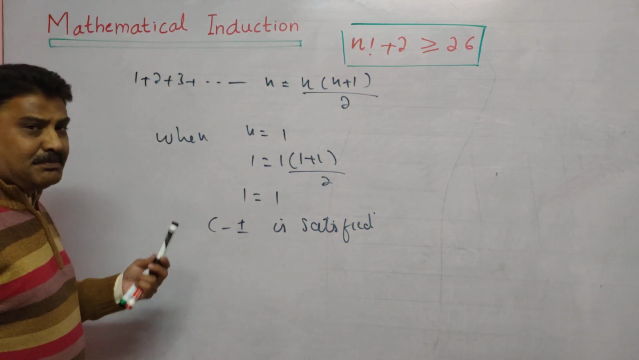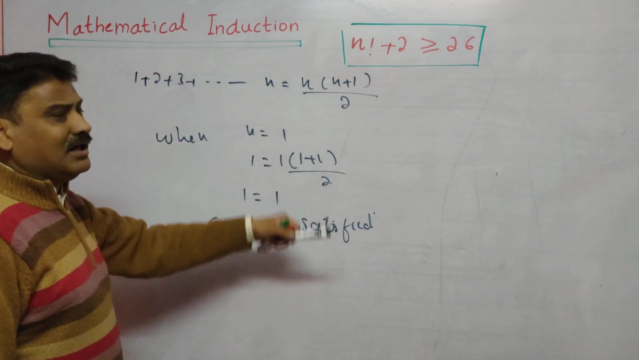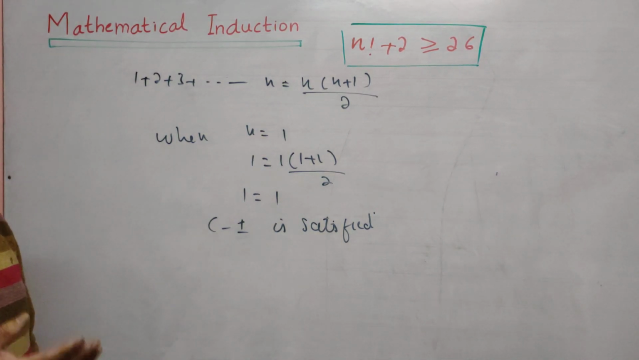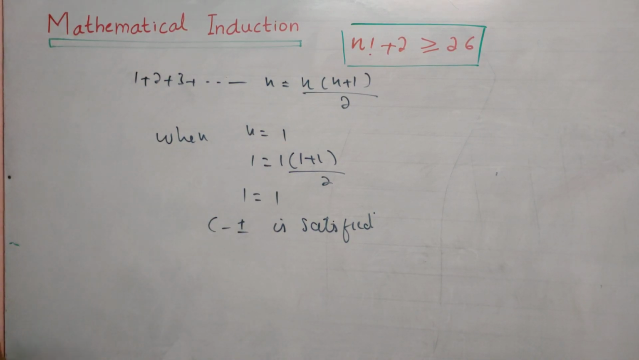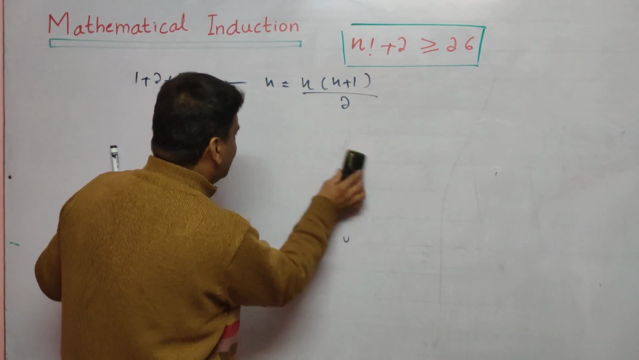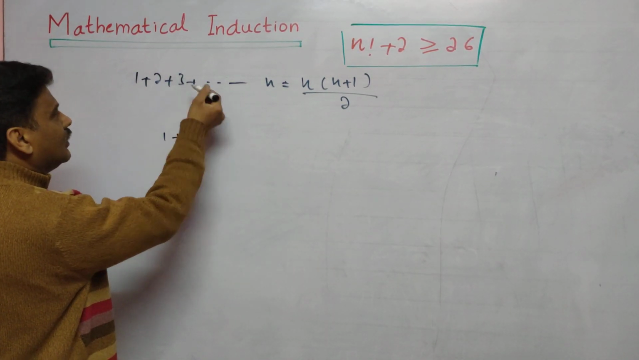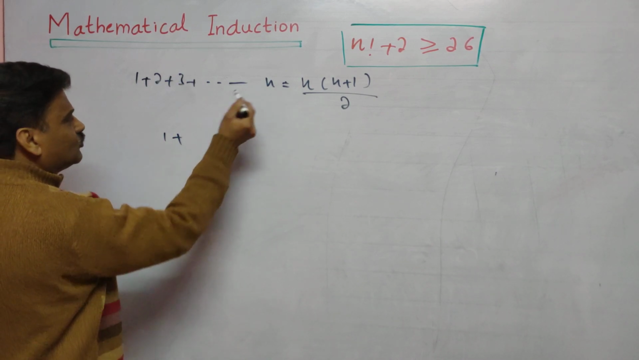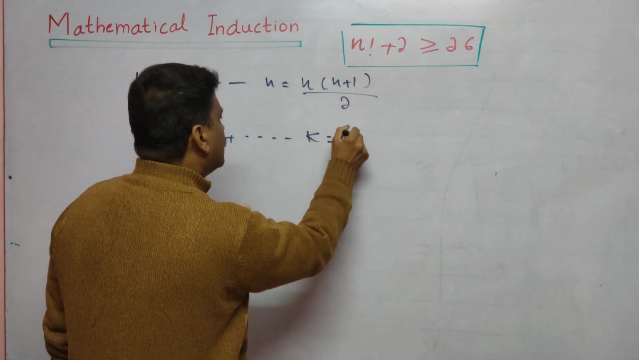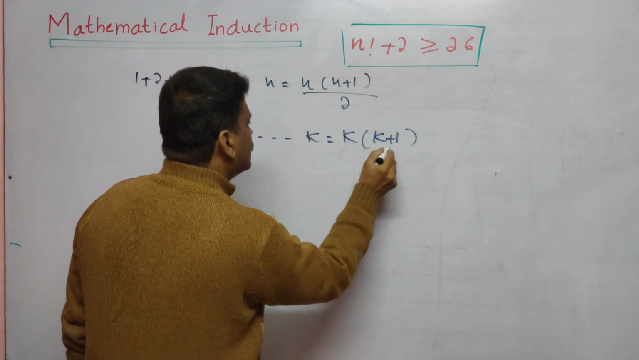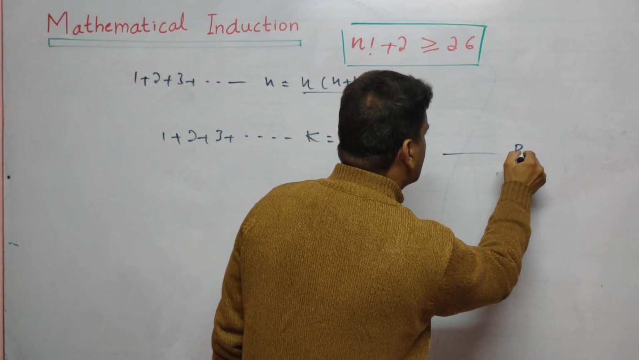Now in the next step, we assume that the statement is true for n equal to k. When we have assumed that it is true for n equal to k, we can replace n by k, because we have assumed that it is true for n equal to k, and we call it statement B.